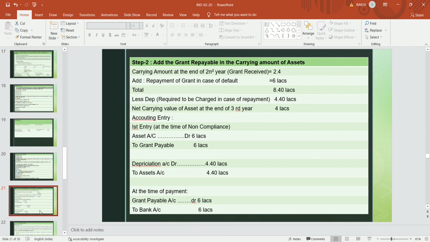So 4 lakhs is the cost of the asset, or the carrying amount of the asset, in the third year. The entry will be made at the time of non-compliance, that is year 3. In year 3, what will be the entry? The asset is to be increased by the grant, so the asset is debited by 6 lakhs and grant payable is credited by 6 lakhs, and depreciation account is debited by 4.40 and the asset account credited. At the time of payment, grant payable, that is 6 lakhs, to bank. That will be the entry.